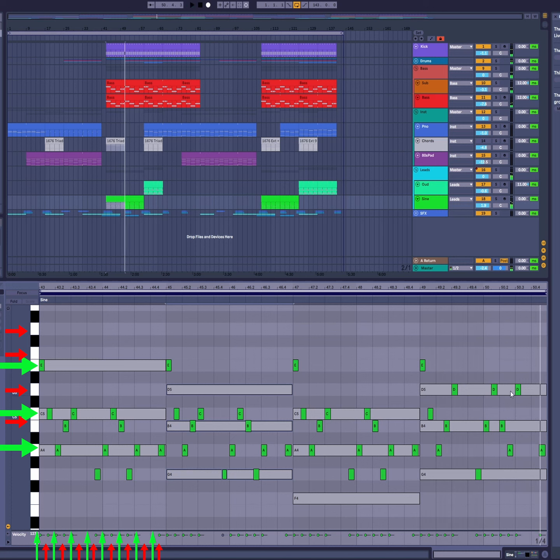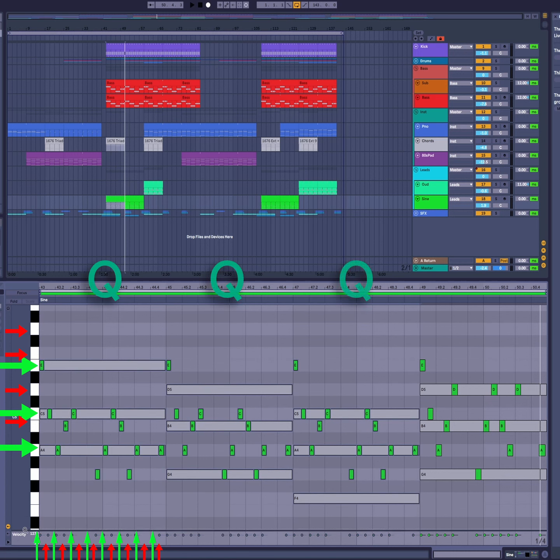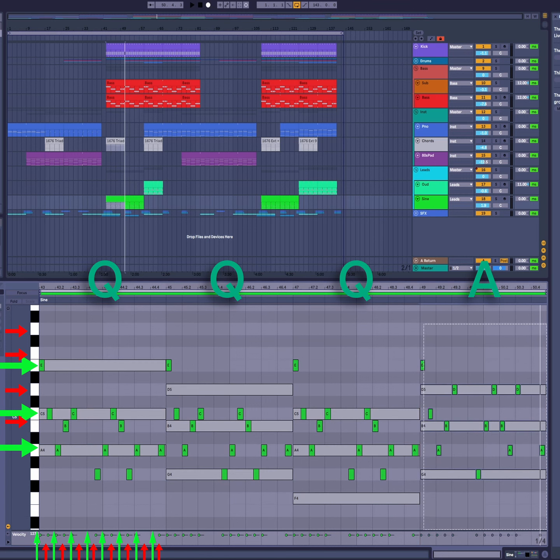As you can see, I am using a lot more notes of the chord over here than I am over here. And it's back to that question answer thing. I'm treating these three as a question. And this is kind of their answer. If that makes sense again.